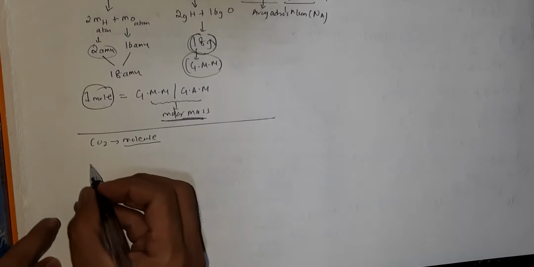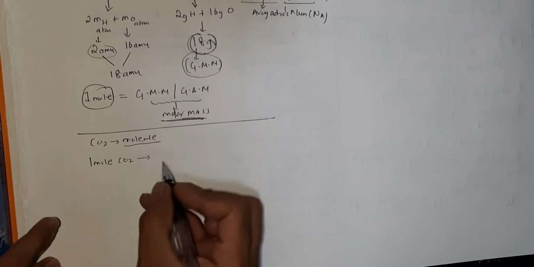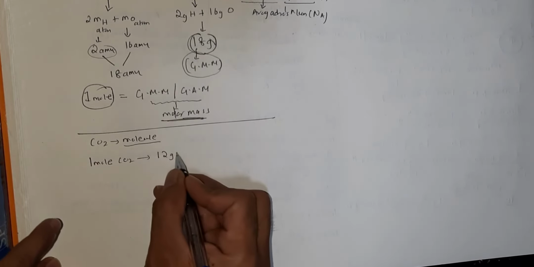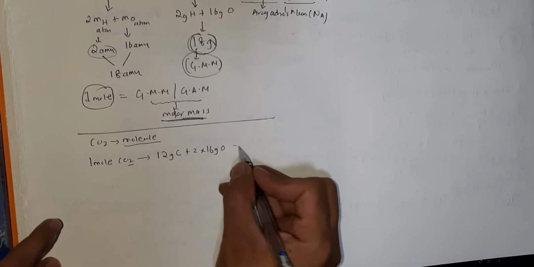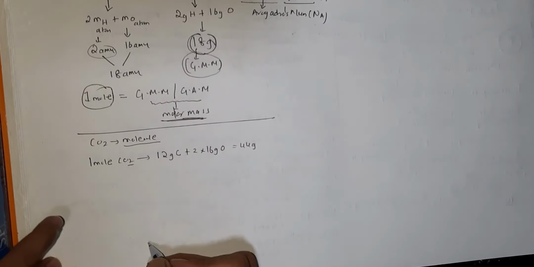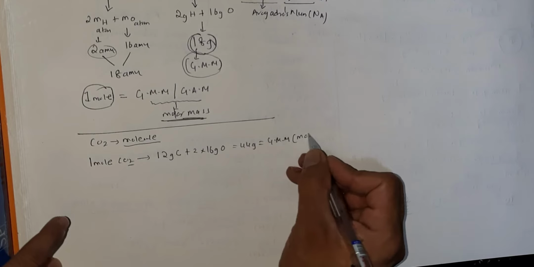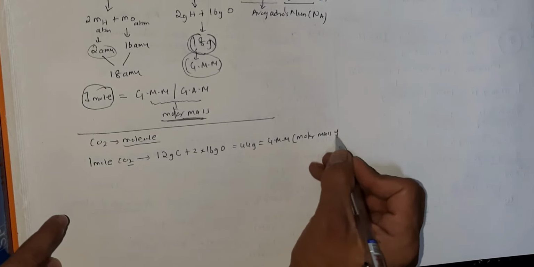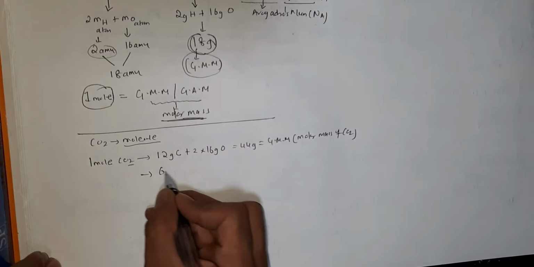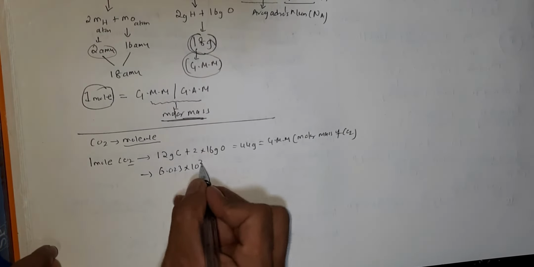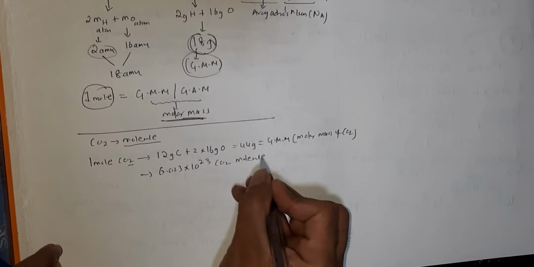Okay, now if I say 1 mole CO2, it consists of 12 gram carbon plus 2 into 16 gram oxygen, because there are 2 oxygen, that comes to 44 gram. So 44 gram becomes gram molecular mass, or in short molar mass of CO2. Now 1 mole of CO2 consists of 6.023 into 10 raised to 23 CO2 molecules.